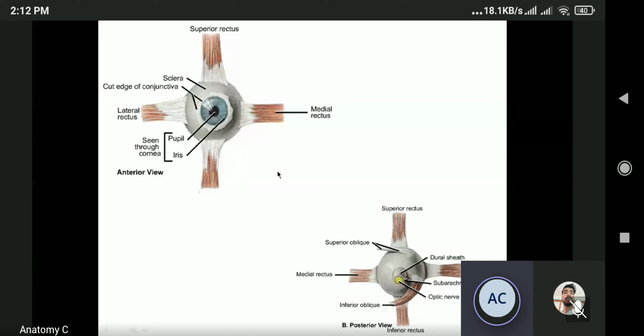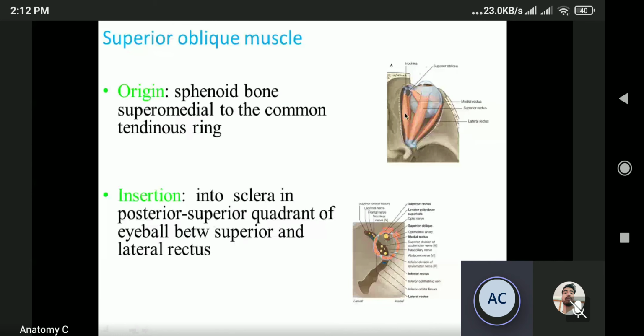Now we'll talk about the superior oblique muscle. Look at it. This is the superior oblique. It originates from the sphenoid bone, superior medial to the common tendinous ring, as this is not a rectus muscle. It is inserted into the sclera in the posterior superior quadrant of the eyeball, between the superior and lateral rectus.